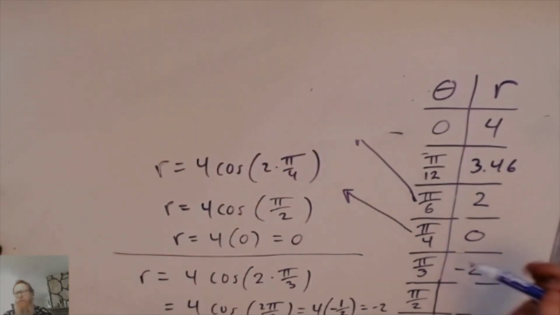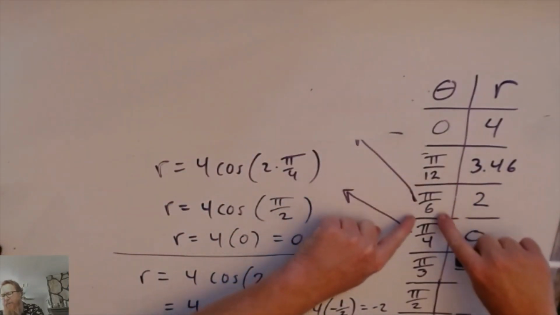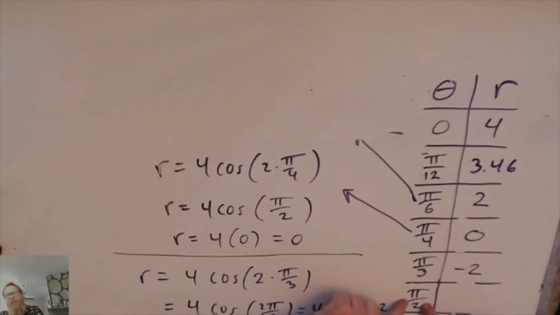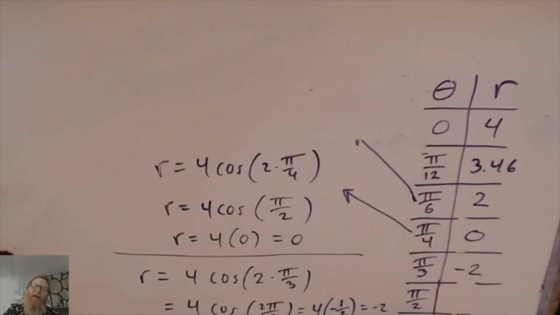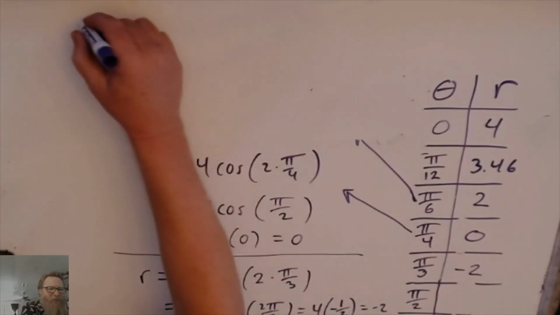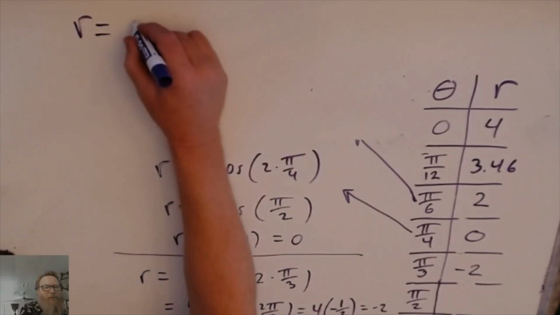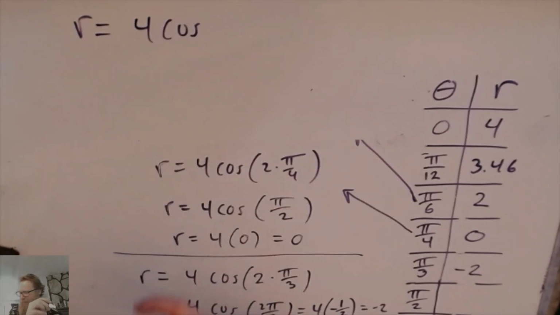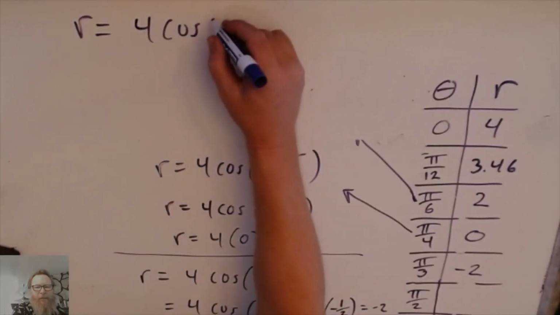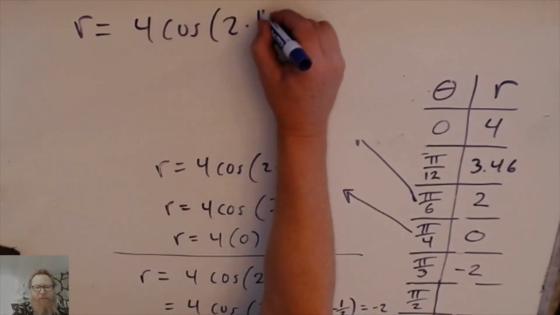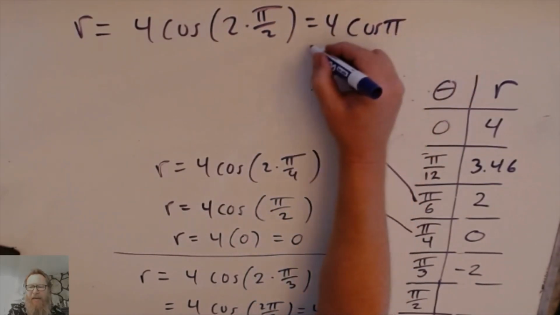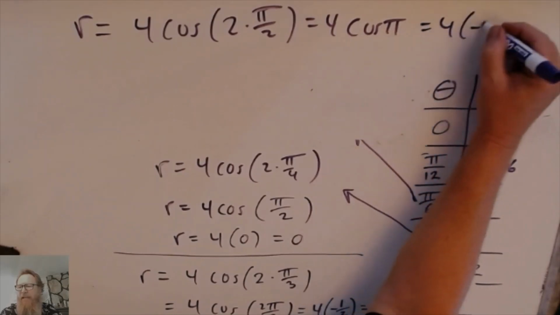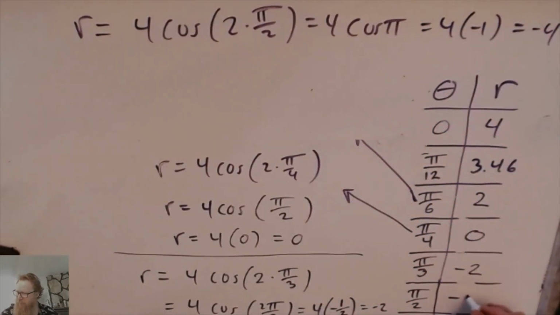Notice there is sort of a pattern. Look at the denominator: 12, 6, 4, 3, 2. A little bit of a pattern. I wouldn't get too comfortable with that because it will change in my next round. So pi over 2, what do I have? I have r equals 4 cosine 2 times pi over 2, which is 4 cosine pi, which is 4 times negative 1, which is negative 4.